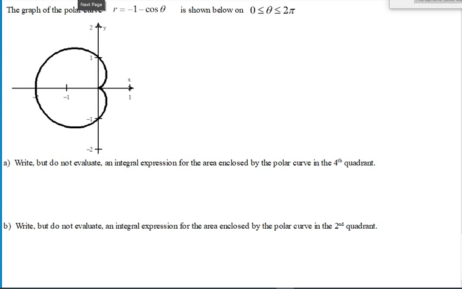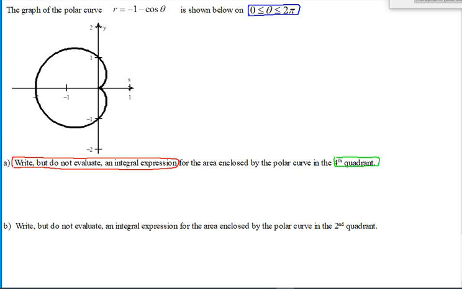The first one, we've got the graph of the polar curve r equals -1 minus cosine of theta. Sometimes it's written as just like this, r equals, sometimes it's functions r of theta. And it's shown below on interval 0 to 2 pi. That's probably the most common one you'll see for these polar graphs, but sometimes it's 0 to pi, sometimes you get other intervals besides that. So it creates this shape right here. And then part A says write but do not evaluate an integral expression. So we just have to set up the integral expression. We don't have to actually work it out. For the area enclosed by the polar curve in the fourth quadrant.